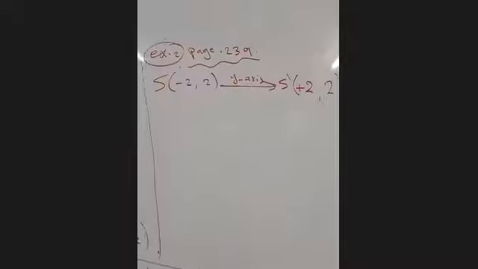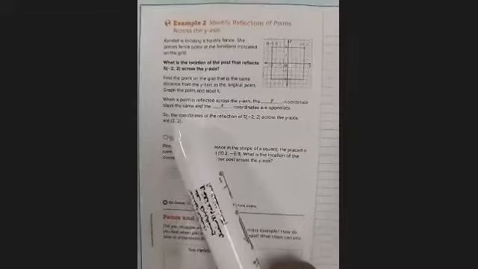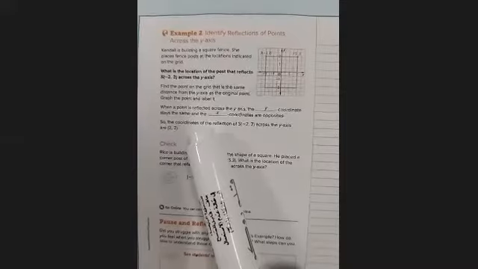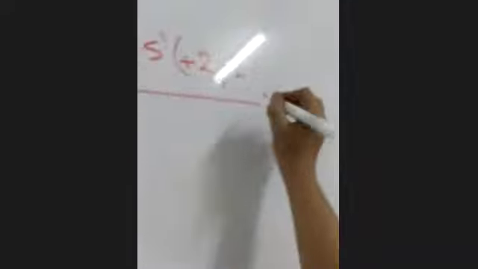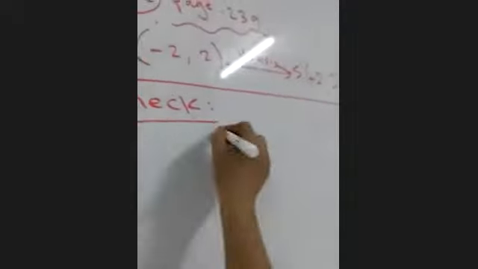So this is a reflection of this point across the y-axis. Now go, Rayyan, to the solution down here in the example. Read. So the coordinates of the reflection of S (-2, 2) across the y-axis are (2, 2), which is our solution here, right? Yes. Good boy. So this is the example. Do you understand it, Rayyan? Yes. Under the example, guys, we have the check question below the example.